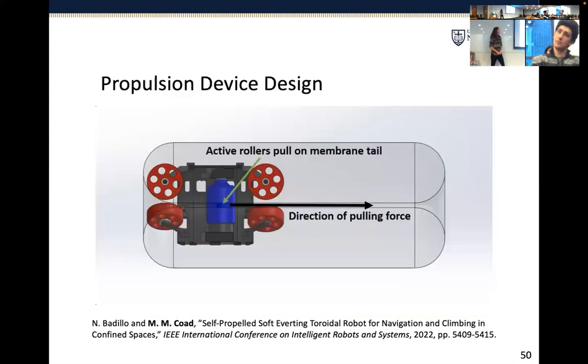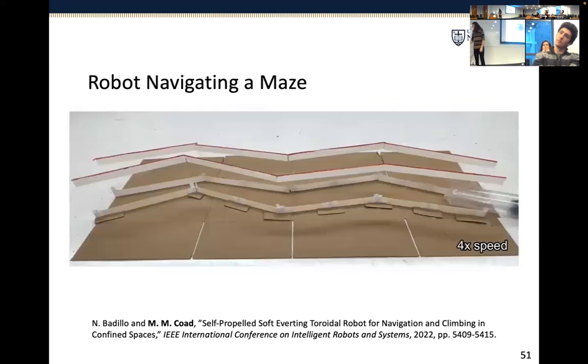The way that it moves is it's got this propulsion device inside of it that's motorized. And we have this pair of motorized rollers that squeeze the inner material, which we call the tail, and they pull it this way, while these red passive rollers are grounded to the end of the robot body and provide a reaction force against which the active rollers can pull the membrane through.